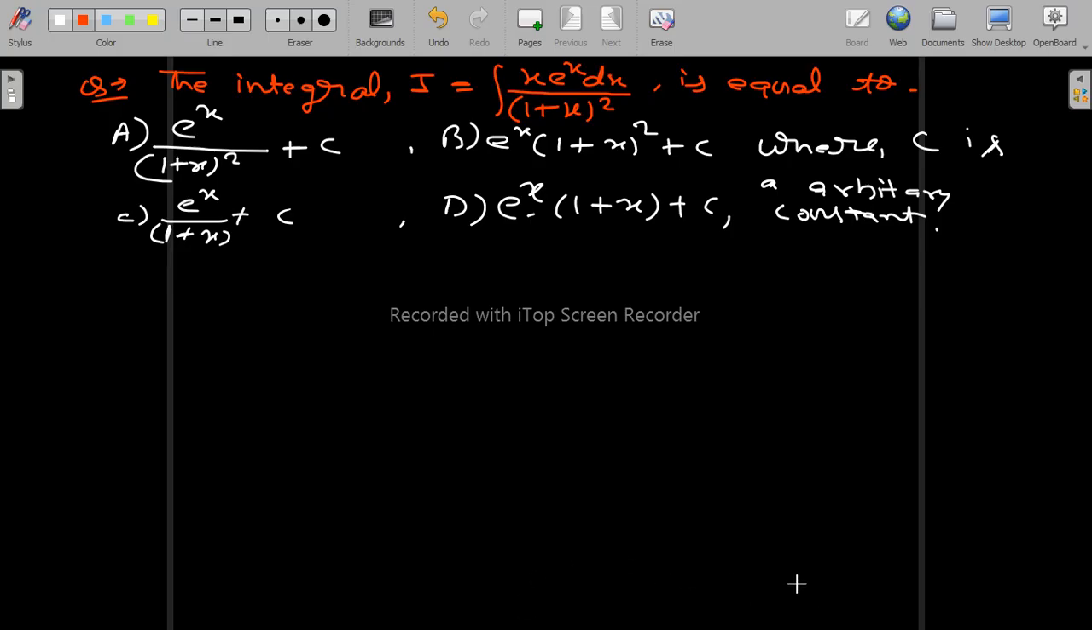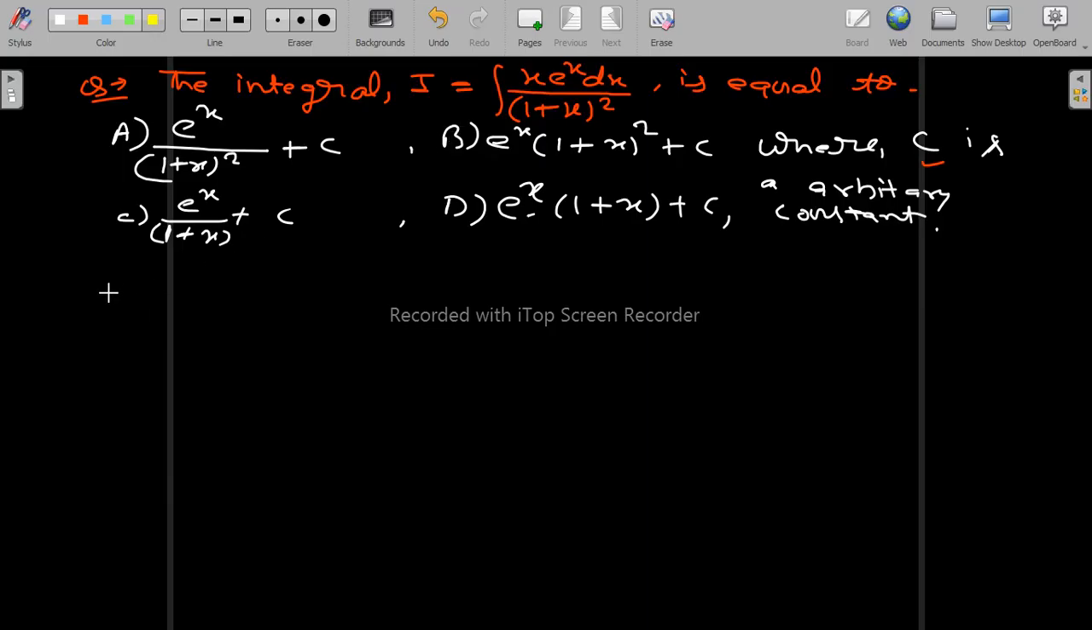Hello. So today we have one question. The question is that the value of the integral of x e power x dx by 1 plus x square is equal to what? Four options are there, option A, B, C, and D. E power x by 1 plus x whole square plus C, and like this. Here C is nothing but the arbitrary constant.